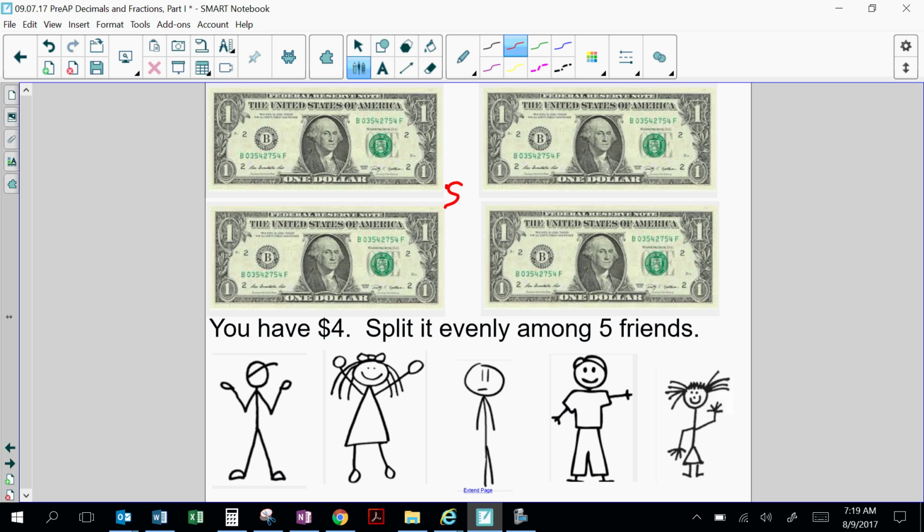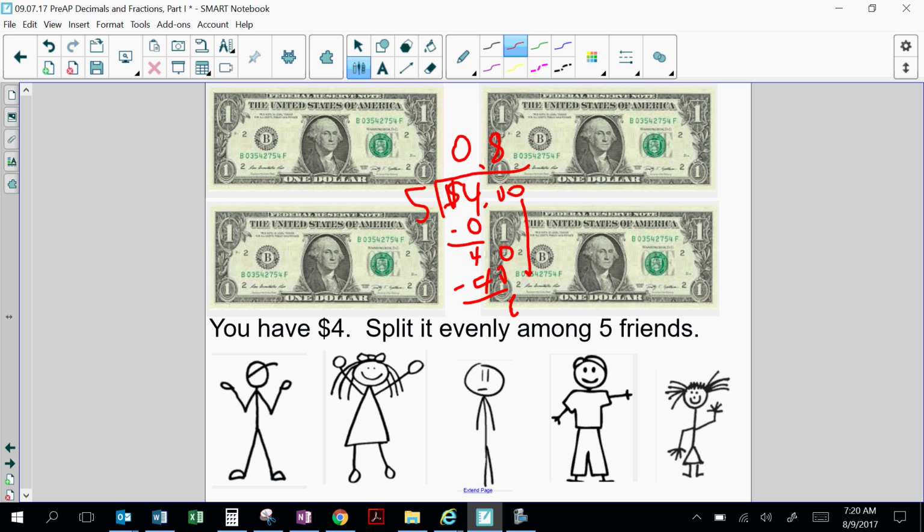I have $4. I'm going to divide it evenly among 5 people. Well, first of all, is it going to be more than a dollar, equal to a dollar, or less than a dollar each person? I believe it's going to be a little less than a dollar. So, can 5 go in 4? 0 times. Can 5 go into 0? So, oh, stop. I forgot to subtract 4 minus 0. Can 5 go in 40? 8 times.